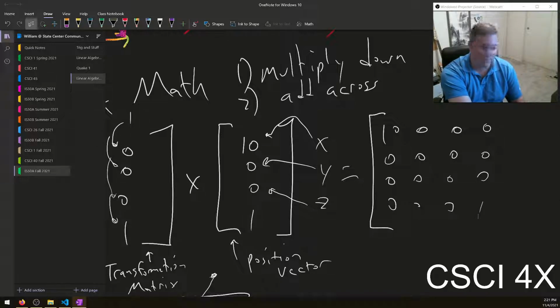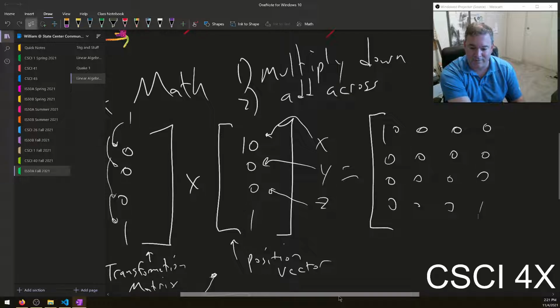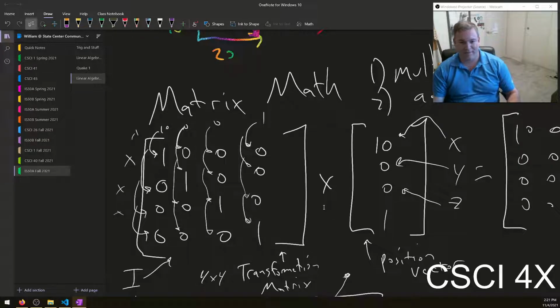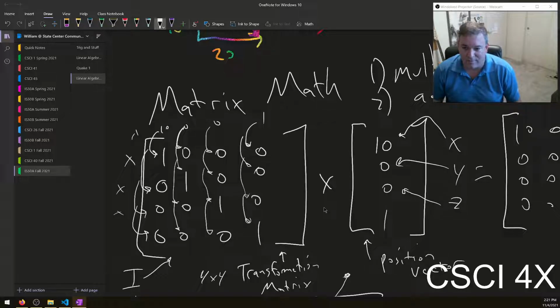Can you show us how to use a calculator? No, there's no calculator that does this. You have to do it by hand. So there's probably website calculators that'll do this, but you need to understand the process to understand how this works. So I'm not done explaining it yet.